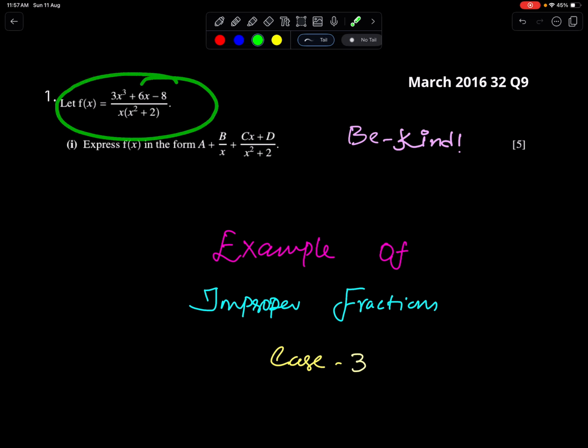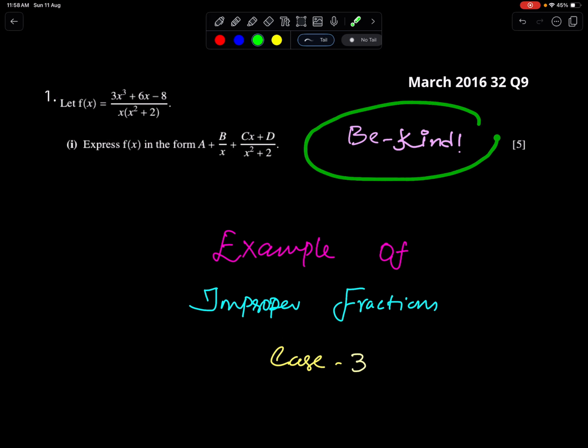This is an example question of improper fractions of case 3. This question is from March 16, paper 3-2, question 9. An important advice: be kind.